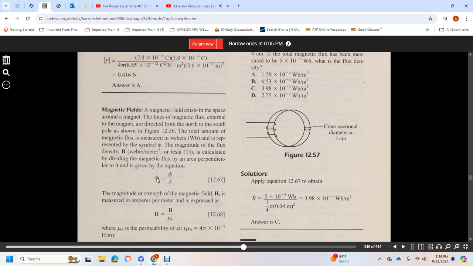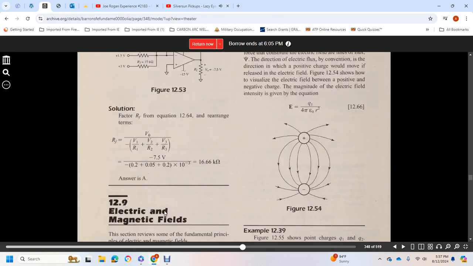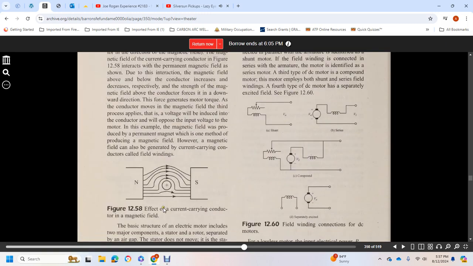So you have a Weber equal to the flux over the area. The magnetic field strength H is measured in amperes per meter, or H, which was it Henry's?